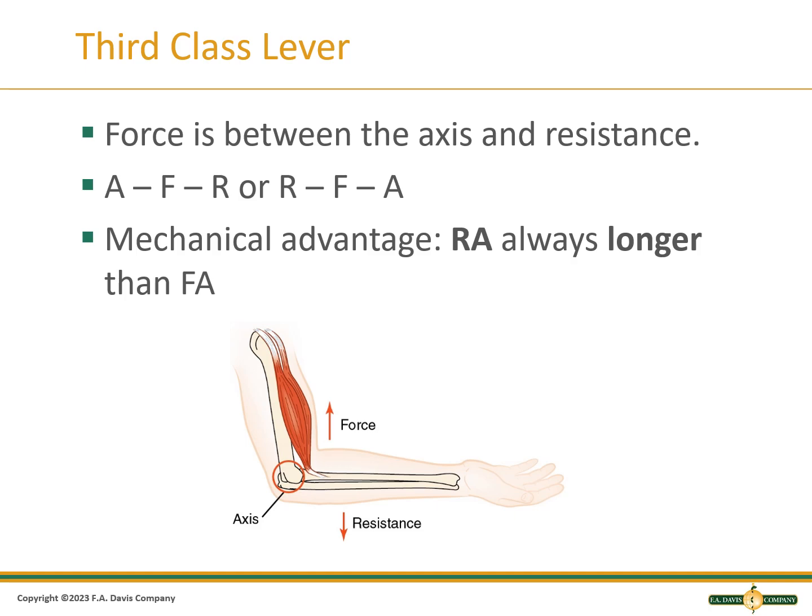Remember that simple machines can help us with force or distance, but not both. So our orientation for a third-class lever is the axis at one end with the resistance on the other end and the force in between the two. This means that the resistance arm is always longer than the force arm, so force is traded for distance in third-class levers.